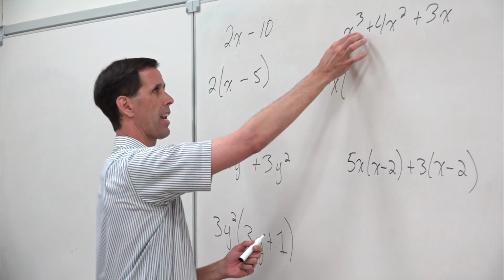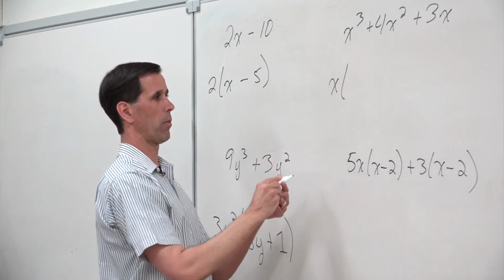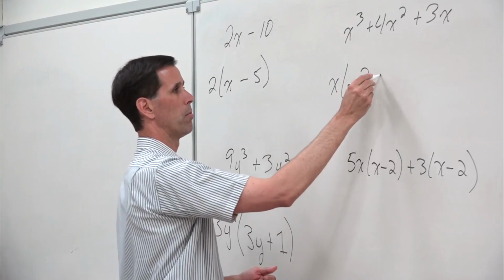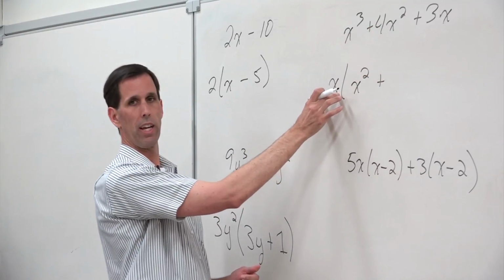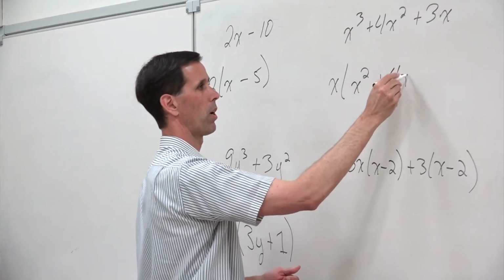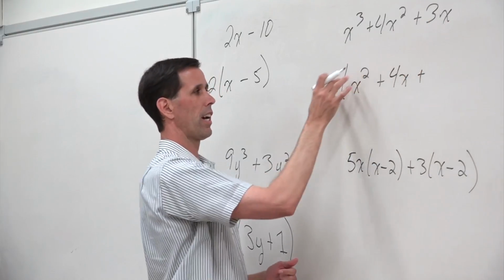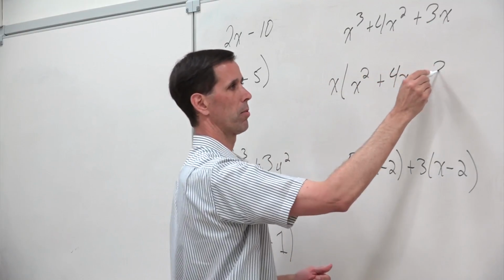If you take that out, if you had x cubed divided by x, that would leave you with x squared. Plus, if you had 4x squared, take one of the x's away or divide it by x, you'd be left with 4x. Plus, if you had 3x, divide out that x, you would just be left with 3.